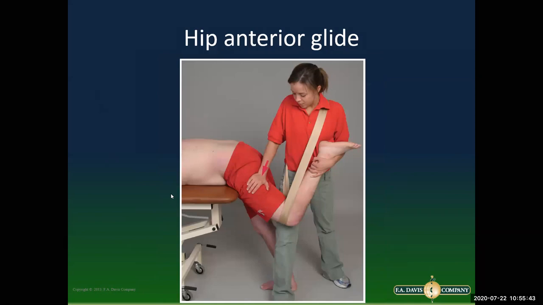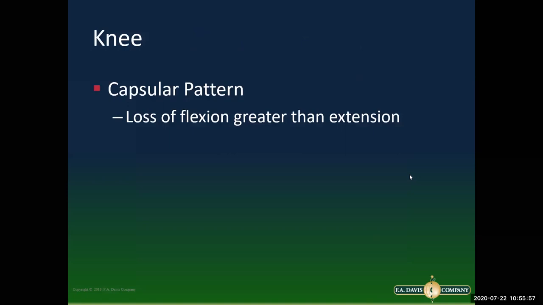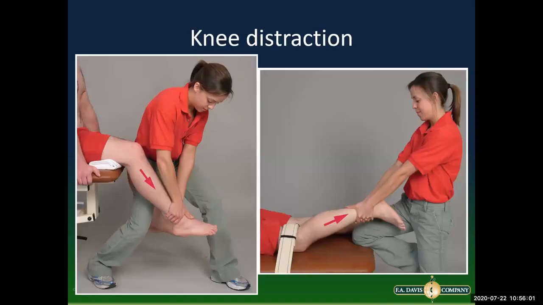There's an anterior glide, again using the belt to support the leg. You can also do an anterior thrust mobilization. This position is not something we would do, but this is the position the PT would do the thrust manipulation from. With the knee, there's greater loss of motion in flexion than in extension.